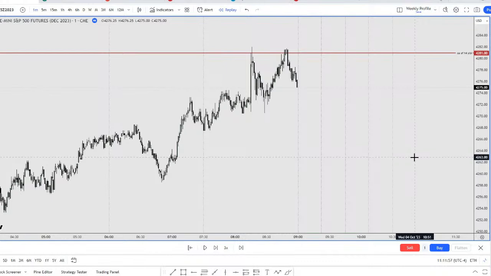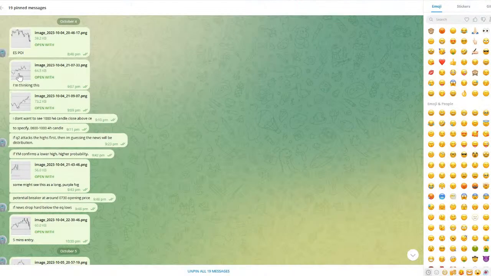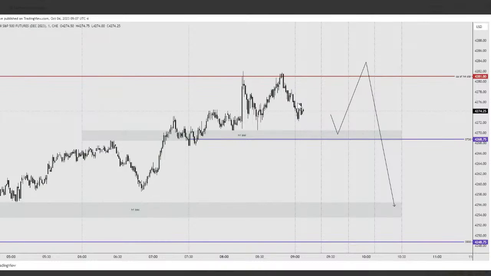Okay, so I was looking at this high right here. Okay, let me just, yeah. So right here, why was I able to anticipate that it's gonna come lower first before higher? Because we have a news at 10. Okay, so I am anticipating that the 10 o'clock news is going to be distribution. Why? Because they are going to utilize the 9:30 opening sentiment to attack the highs here.